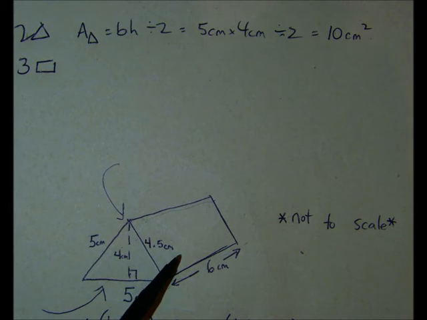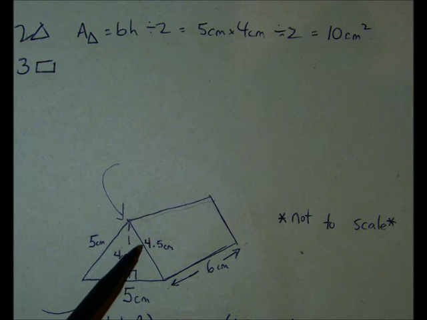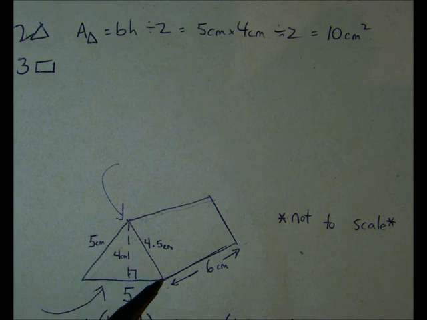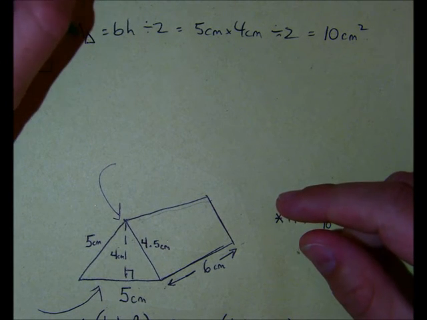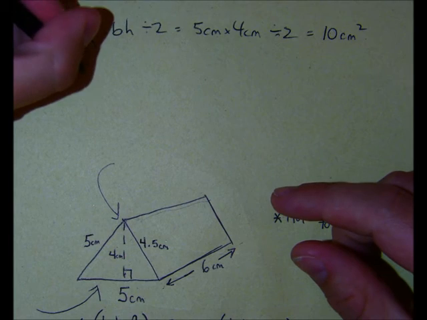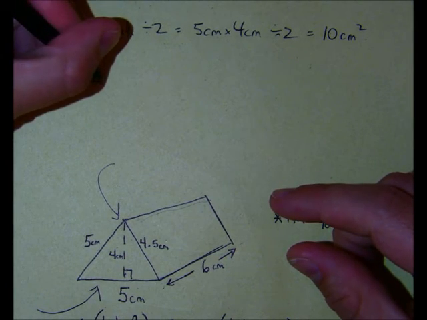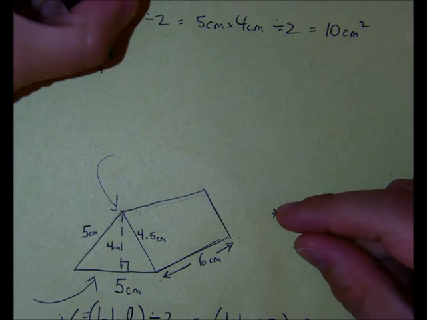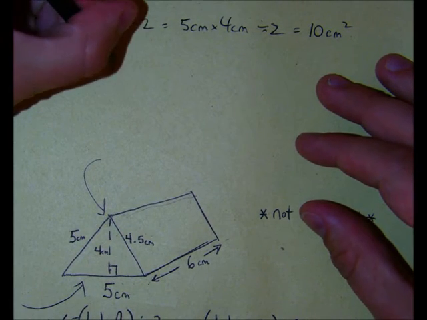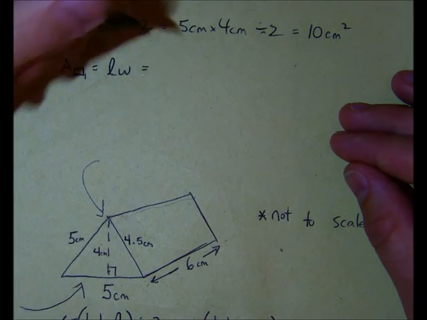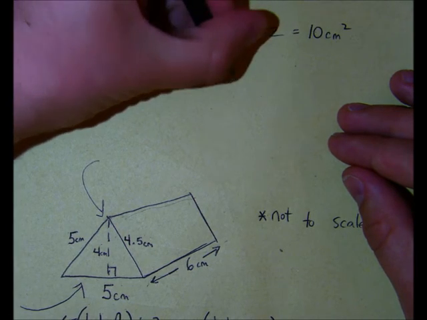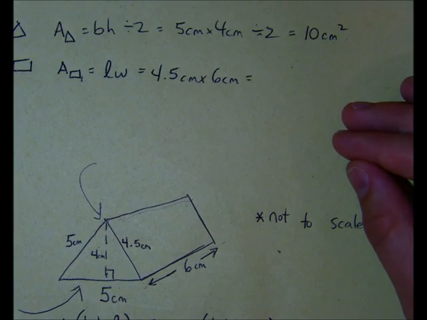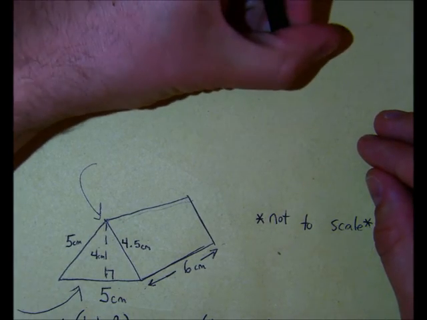Let's take a look at this rectangle right here. We have a width of 4.5 centimeters and a length of 6. So 6 times 4.5, the decimal might give me some trouble here, but that would be 27 centimeters squared. So the area of rectangle 1, I'm just putting this so I can keep my figure straight, is length times width. That equals 4.5 centimeters times 6 centimeters, and that would equal 27 square centimeters.